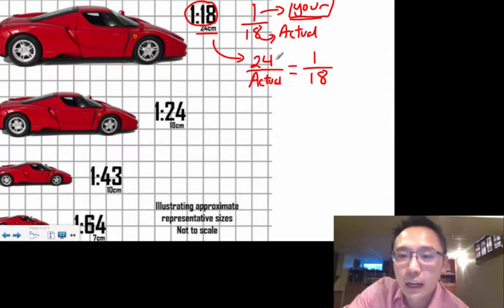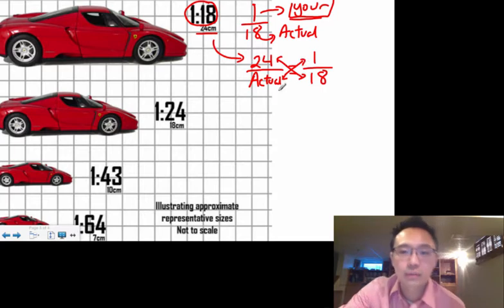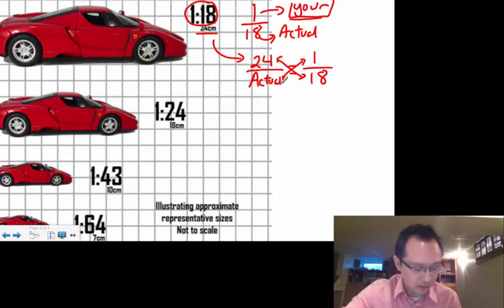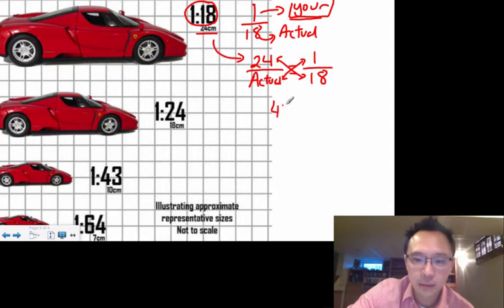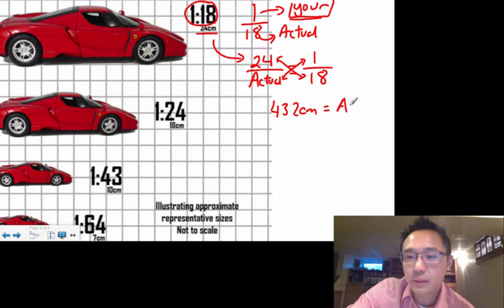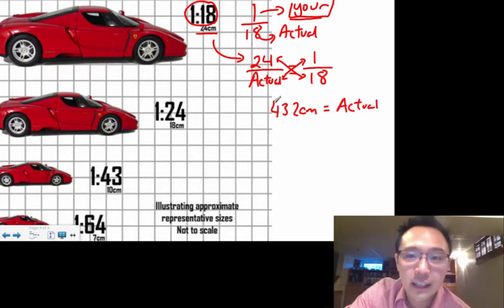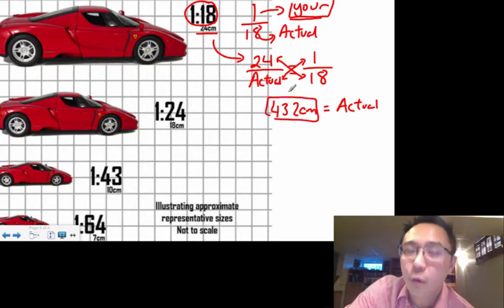So how do we calculate this? You're going to cross multiply. This is going back to solving equations. So 24 times 18, let me see what that is. That is going to be 432 centimeters, which is equal to the actual length. So the actual length of your Ferrari from this scale is 432 centimeters, which is a little bit over 4 meters, which makes sense.